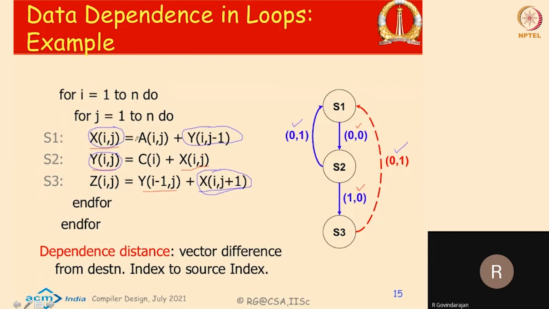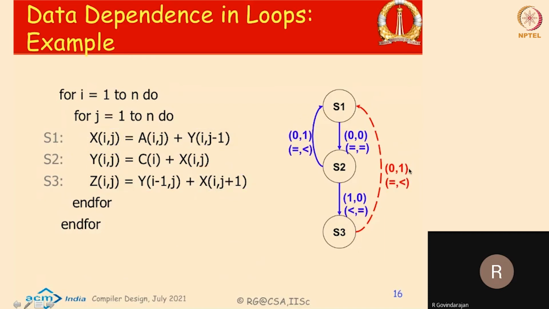And all of these dependencies have to be lexicographically greater than 0. You can also see that. This is greater than (0, 0). This is greater than or equal to (0, 0). This is greater than (0, 0). This is greater than (0, 0). All dependencies have to be lexicographically positive in order for them to be honored. If the dependence happens to be lexicographically negative, then that is an invalid ordering of the loop. Okay, so let's just go forward.